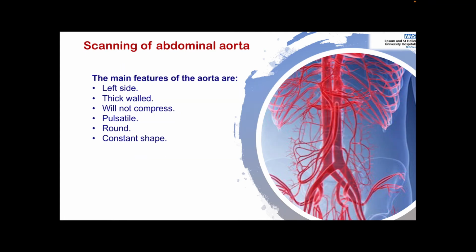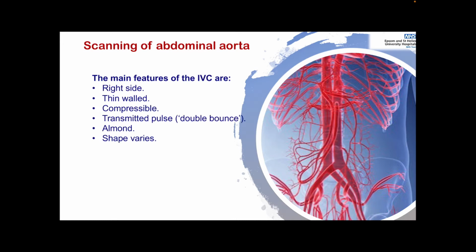The main features of the abdominal aorta are, first of all, the location. It is located on the left side of the midline of the patient, so on the left side of the vertebral body. Thick-walled, will not compress, pulsatile, round, constant in shape. So those are the scanning features of abdominal aorta.